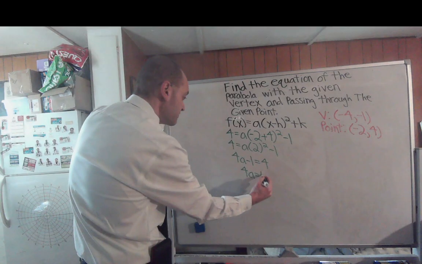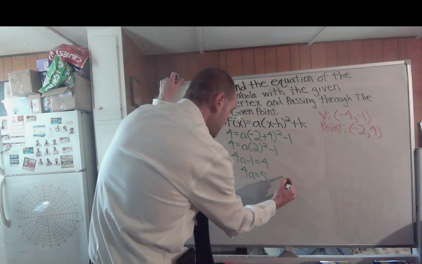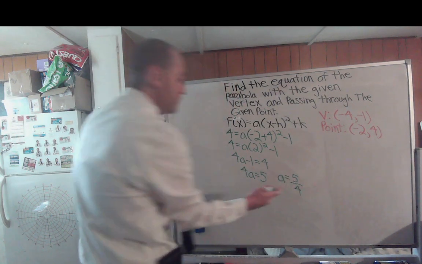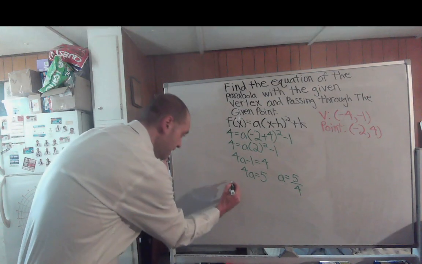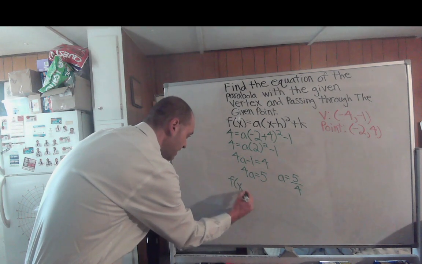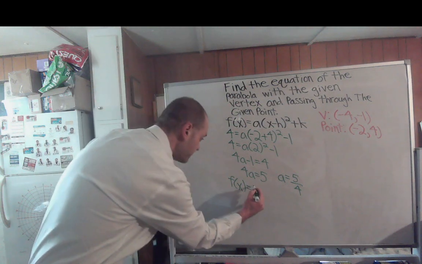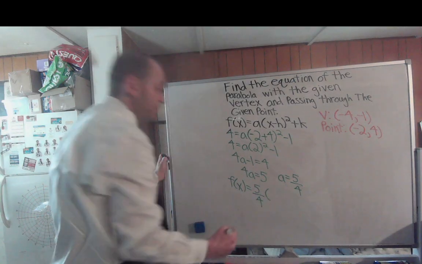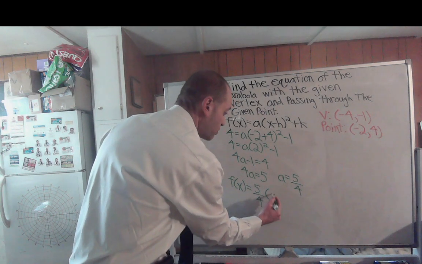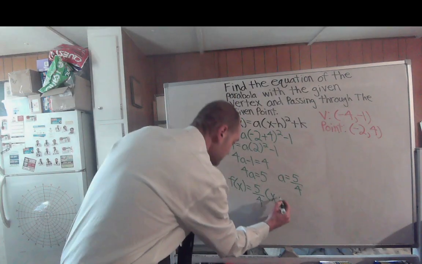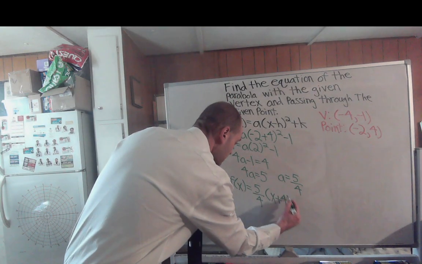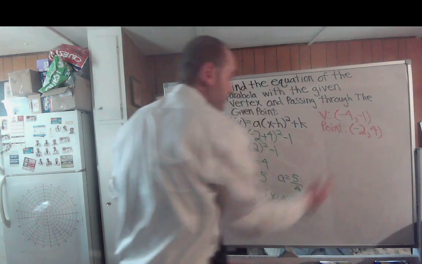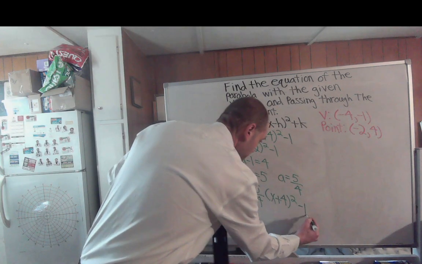4a equals 5. So a would have to equal 5/4. And yes, you can get fractional coefficients. So in the end, you should end up with f of x equals that a of 5/4 times the quantity of x minus the x coordinate of your vertex. So minus 4, that's +4. That would be squared. And then plus the y coordinate of your vertex, which in this case would be -1.